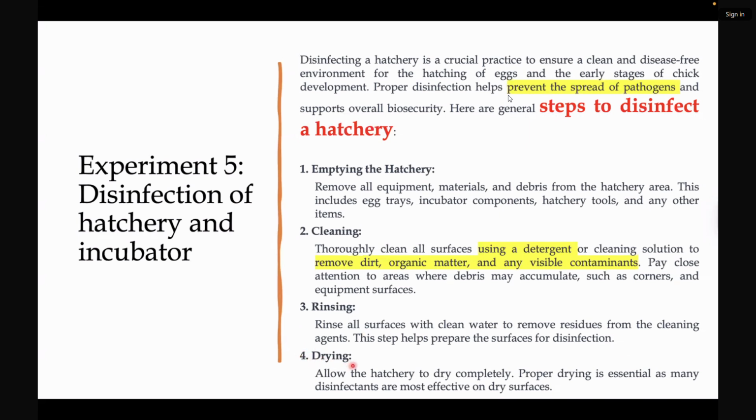Then drying. After rinsing, we have to dry the surface. Now, drying may not always be necessary. It depends on what kind of disinfectant we are going to use. If the disinfectant we mean to use requires a dry surface to act properly, then we have to dry. Or if it doesn't require a dry surface, then we can put that disinfectant when the equipment is wet. Okay, no issue with that. So we always have to follow the manufacturer's guideline of the disinfectant.